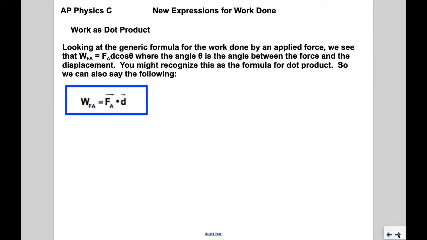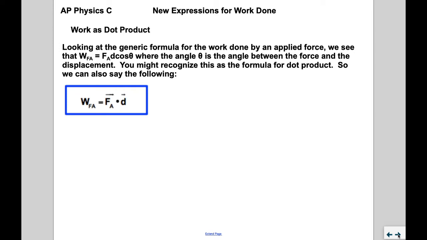So we're going to look at some new ways to calculate the work done by an applied force. Last year we had a generic formula that said the work done by an applied force equals F_A D cosine theta, where theta is the angle between the force and the displacement.